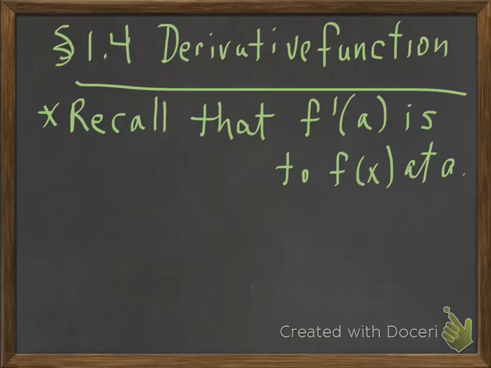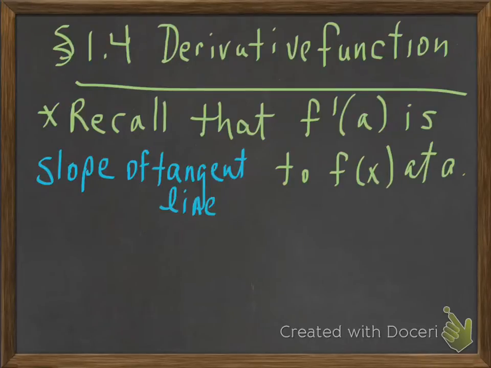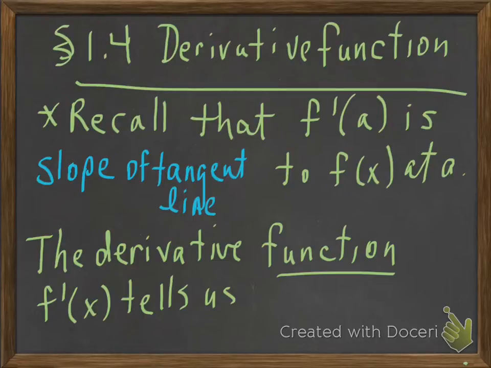So as you will recall, the derivative at a point, f prime of a, is what to f of x at a? So take a minute to remember that. It is the slope of the tangent line to f of x at a. So the derivative at a point, that's how we defined it. We defined it to be the slope of the tangent line to the graph of f of x at that point. And what we're interested in now is something slightly more general.